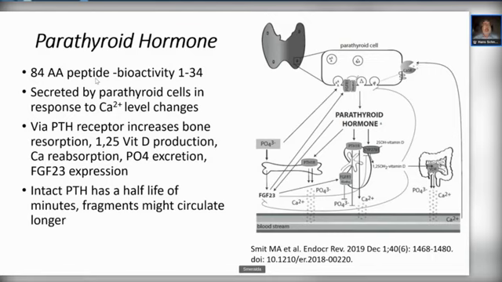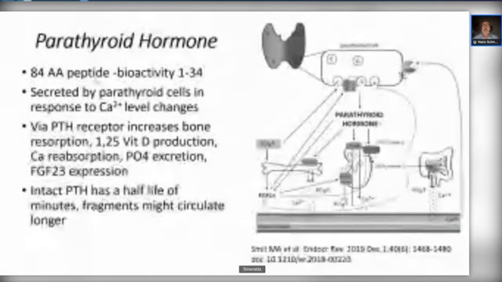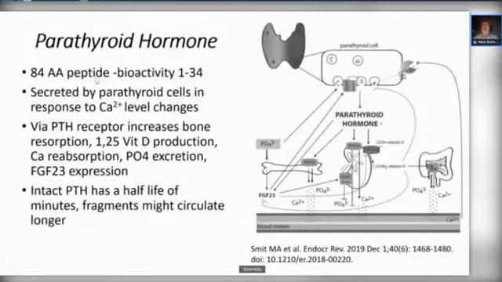So parathyroid hormone is an 84 amino acid peptide. The first 34 amino acids hold the biological activity, and it is made by the parathyroid cells that are in 4 little parathyroid glands at the corners of the thyroid. Sometimes there's an extra 5th gland present.